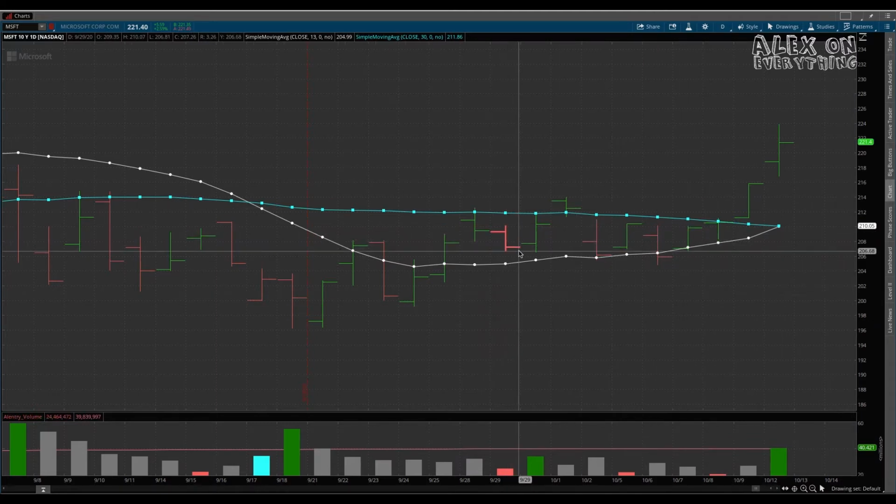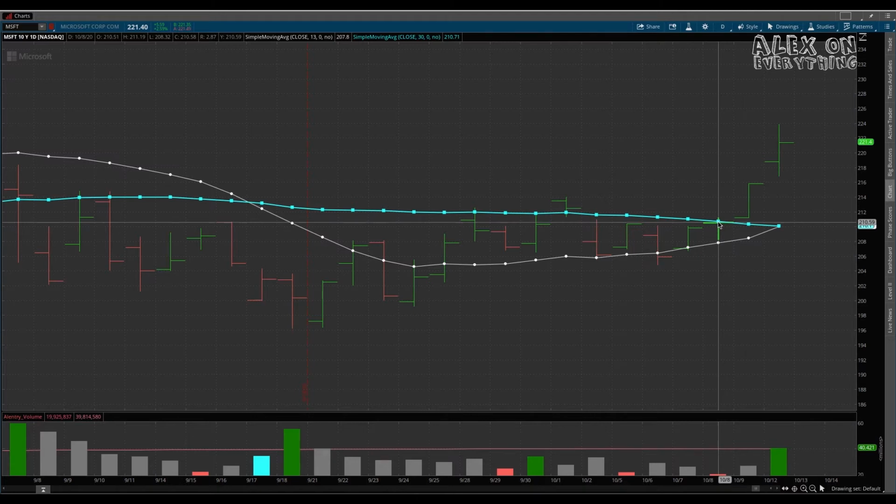These two lines are the 30 moving average and the 13. And they're specifically called simple moving averages because they don't do anything special. It's really just the average of the last 30 close prices for the blue line and the last 13 close prices for the white line.